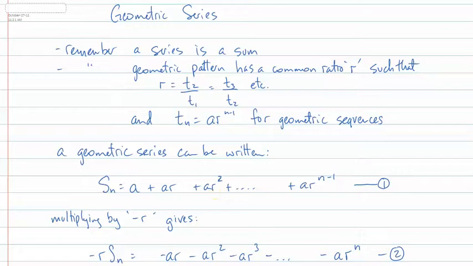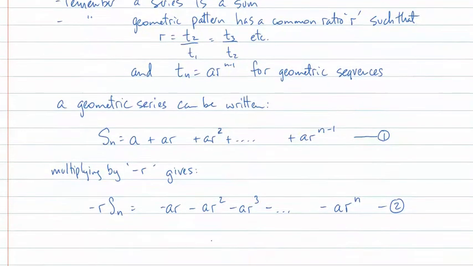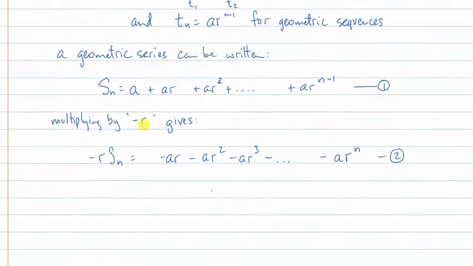Now, if we take that same pattern, which I'm going to call equation 1, and we multiply by negative r, we get negative r times the sum equals a times negative r, which is negative ar, and so on, a progression of terms. And you notice that these are shifted from the first series. That's by design. I'm going to call this the second equation. Now, if I take equation 1 and subtract equation 2, I would get this.